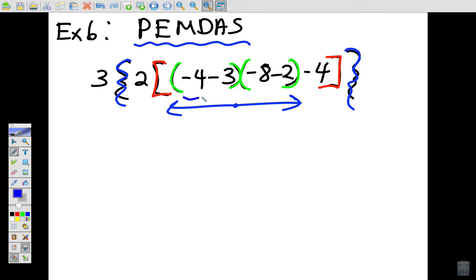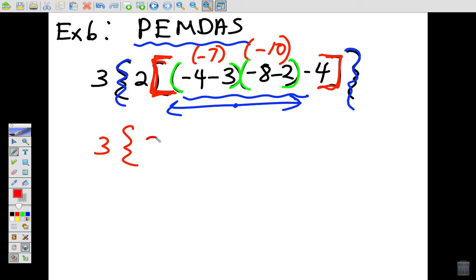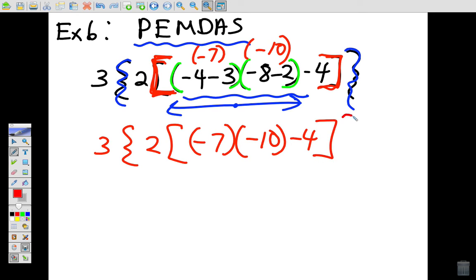All right, so on the very inside in my green, let's do that first. So I'm going to, what is a negative 4? Take away 3. 4 degrees below 0 drops 3 more. That's a negative 7. What's a negative 8 minus 2? So drops 8 degrees, drops 2 more. That's a negative 10. All right, so what do I have now inside the red brackets? I'm going to write that out. You have 3 brace 2 bracket negative 7 times a negative 10 minus 4 bracket brace.